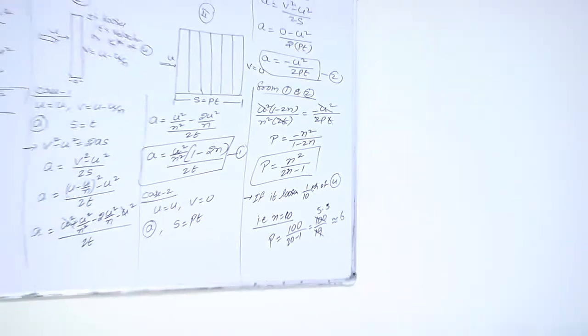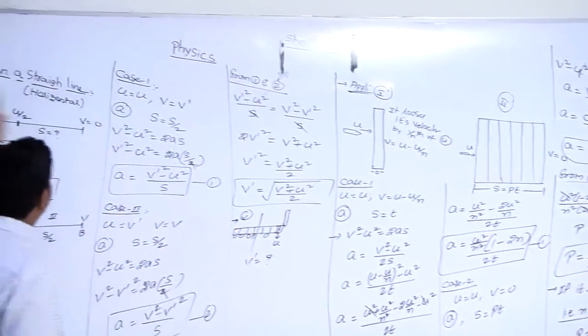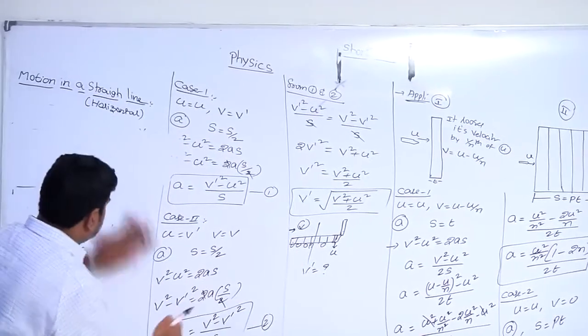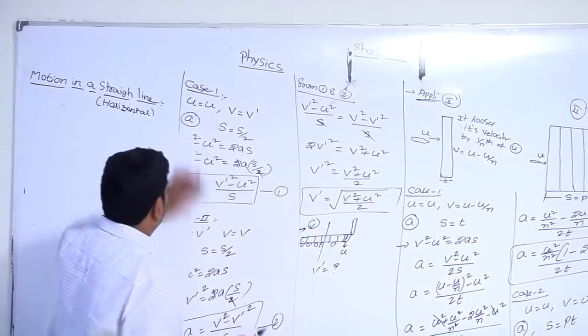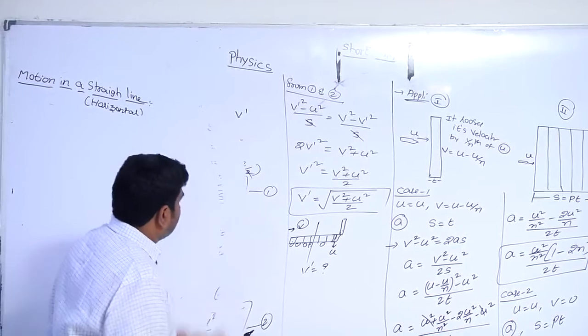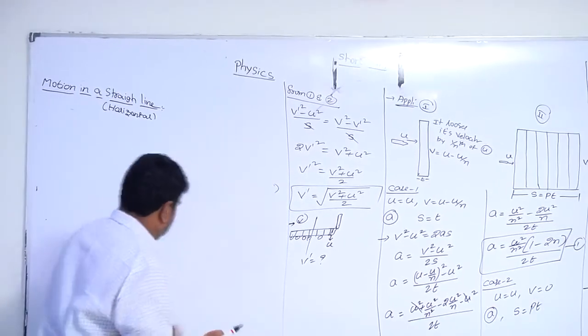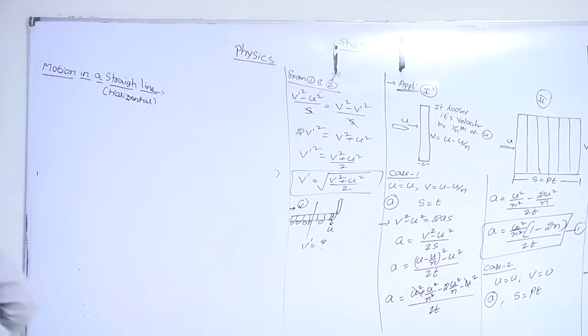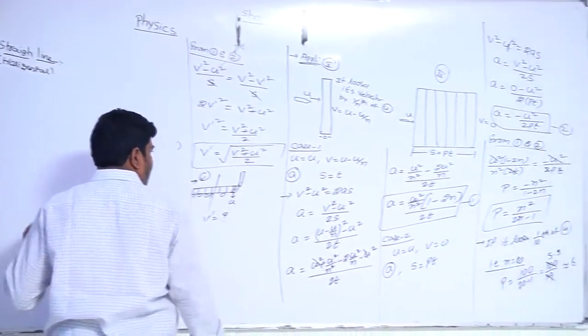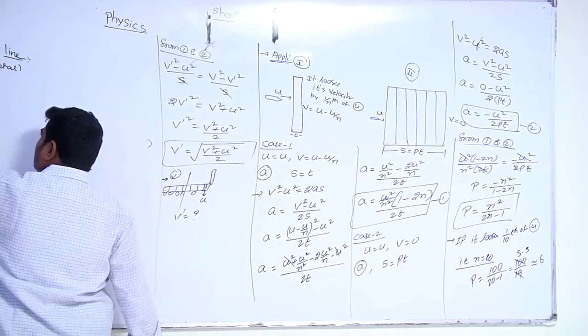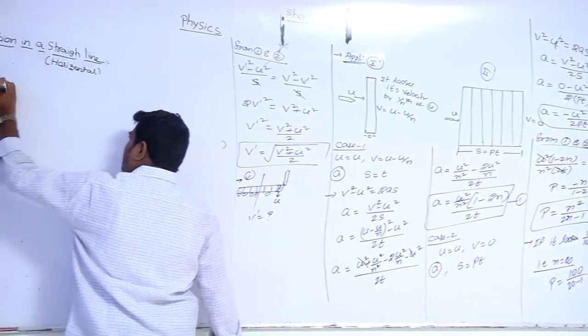Here is a shortcut method for this one. How many planks are required? That is p equal to n square by 2n minus 1. For this there is a shortcut method. How many planks are required? p is equal to n square by 2n minus 1. Here, number of planks.